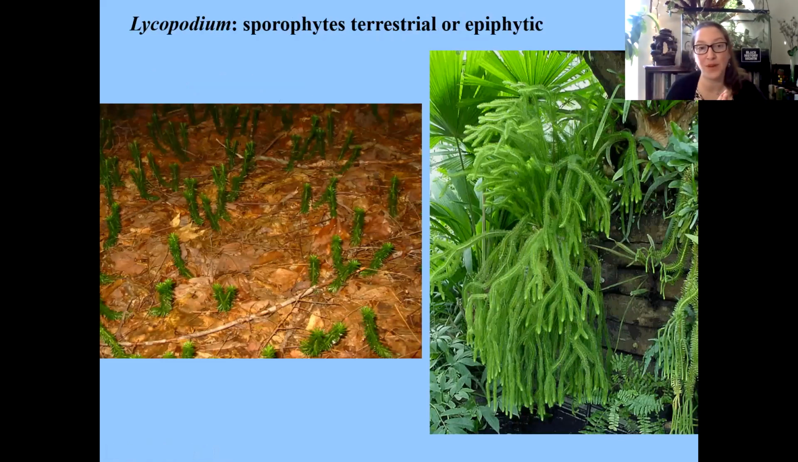So here are examples. On the left, you see these things kind of poking out of the ground. That's an example of a terrestrial growth habit. And then on the right, you can see these are growing off this large tree. So that's an example of an epiphytic growth habit.